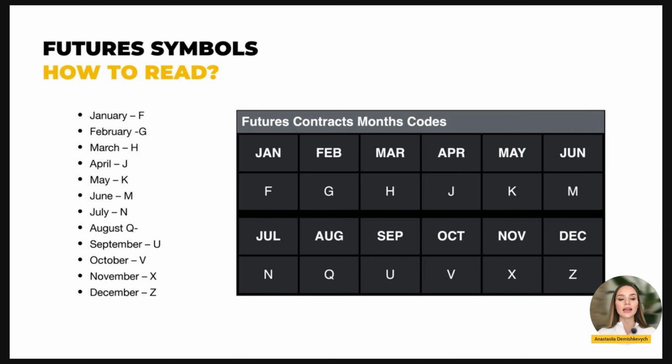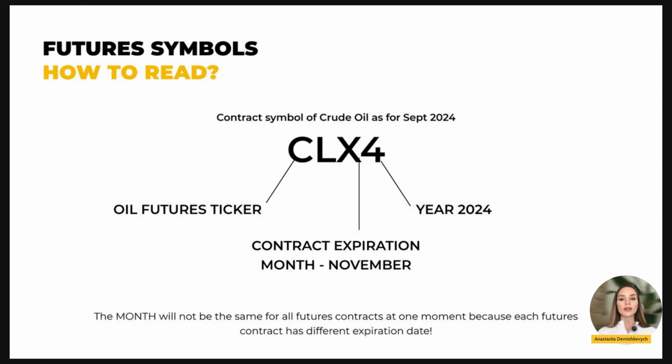Here are a few more examples to make it easier to understand. In front of you is a contract symbol of crude oil as of September 2024. The first two letters, CL, is the ticker for crude oil, and that's something that always stays the same and never changes. We see it being followed by the letter X, which stands for November as the contract expiration month, and the last number, 4, represents the year 2024, which means that this was a contract symbol of crude oil as of September 2024.